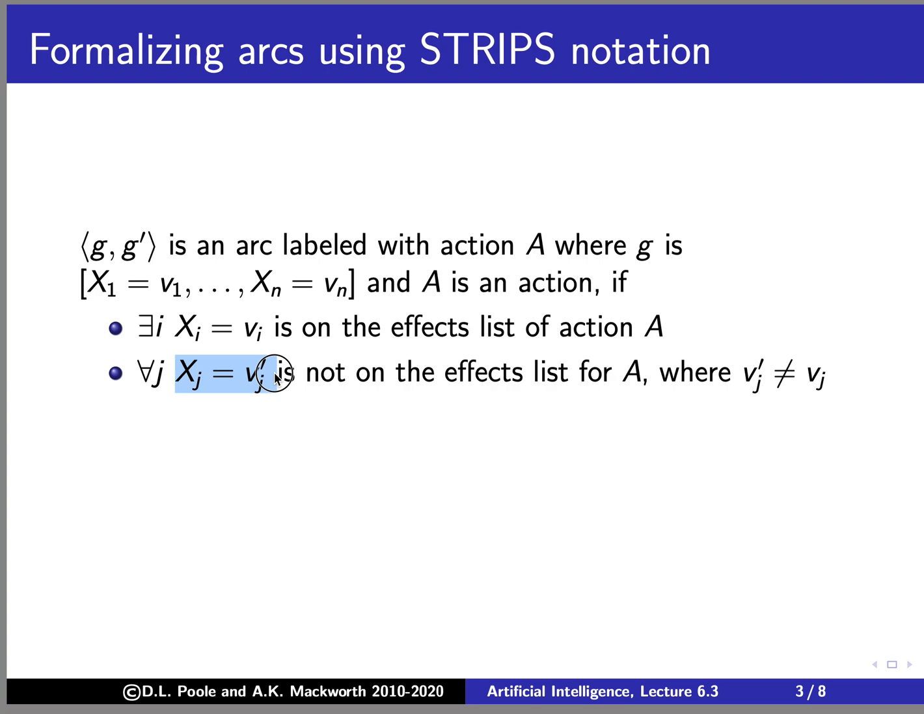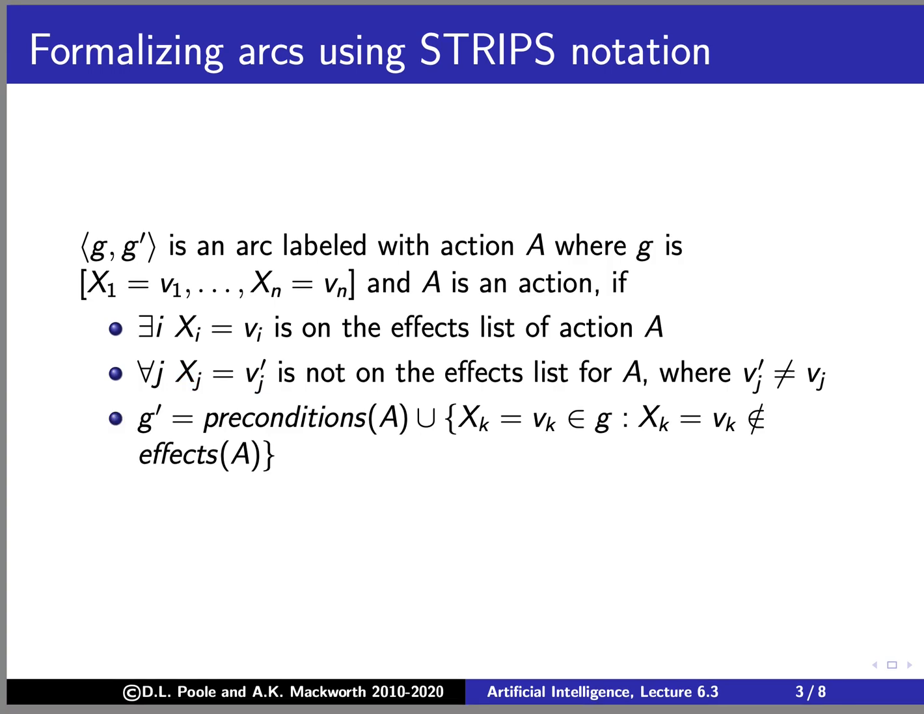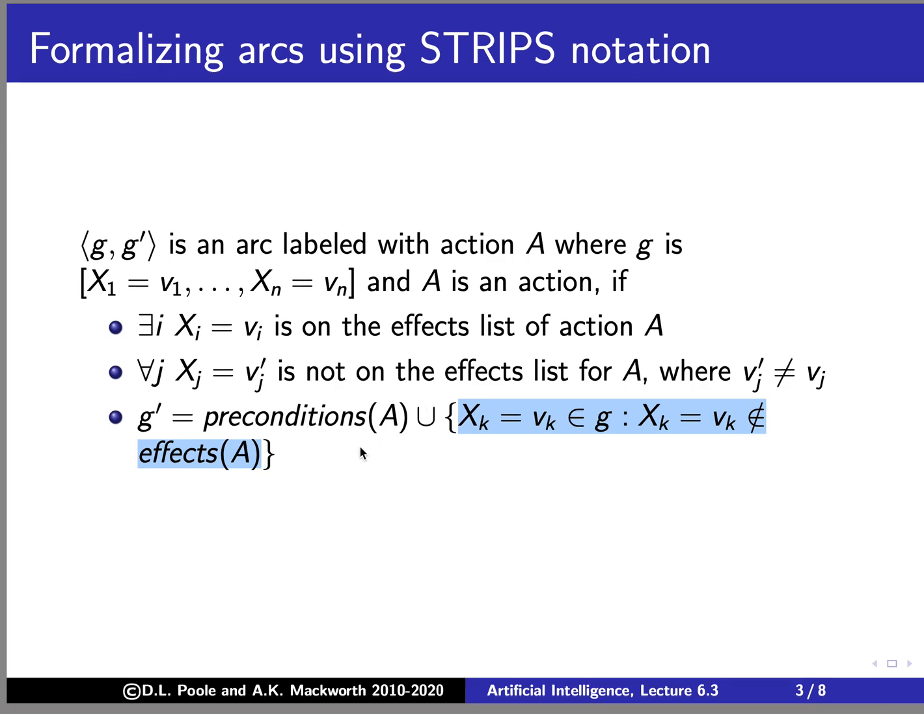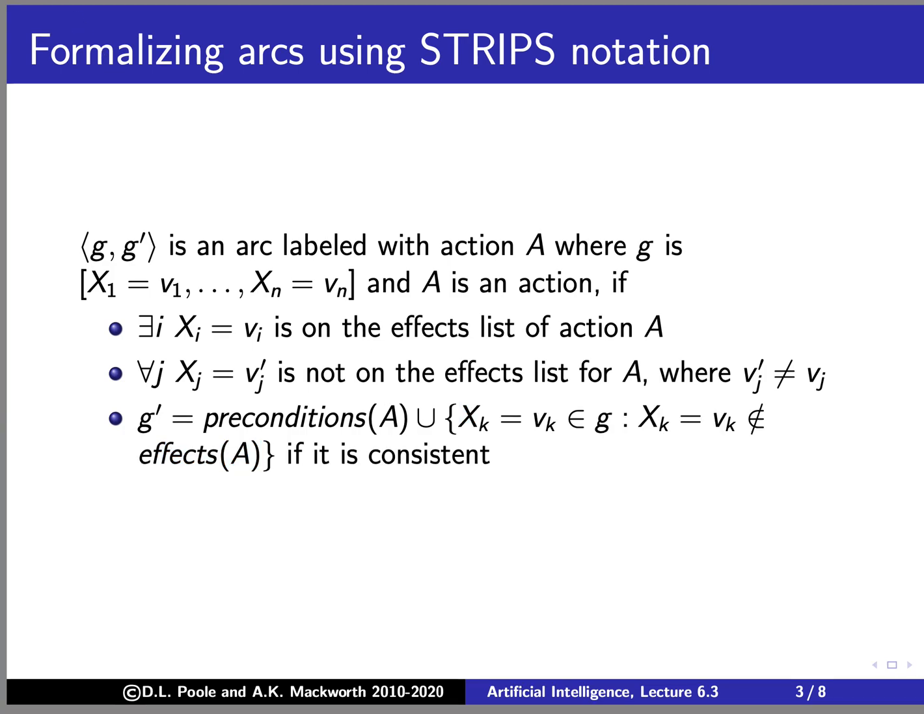And we don't want xj equals vj prime if xj equals vj and they're different. So we don't want to achieve a different value, because then it can't be the last action. And then G prime is the preconditions of A, so A's preconditions have got to be true, and all of the elements of G that were not achieved by A. So all of these elements are things we still have to achieve. A didn't achieve them, but we still have to achieve them beforehand. So it's the preconditions of A, as well as all of the elements that had to be true beforehand, as long as G prime is consistent. That's what we're going to do here.